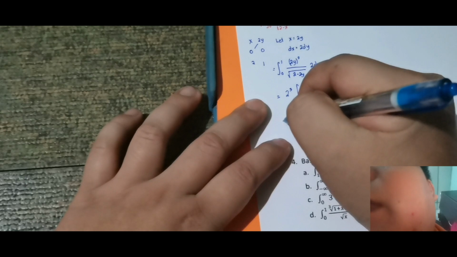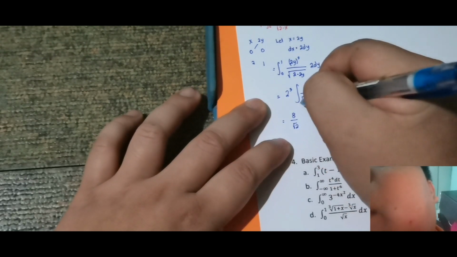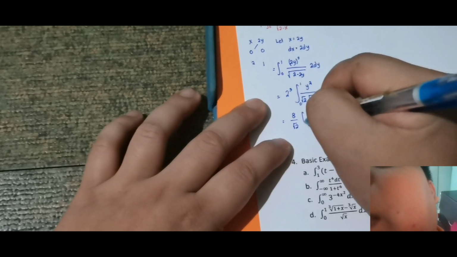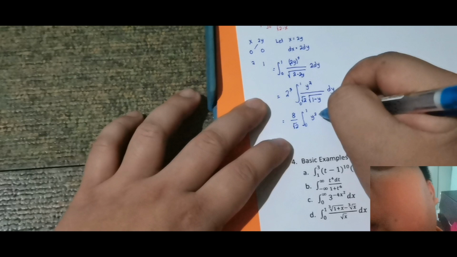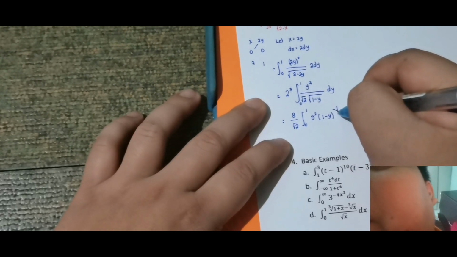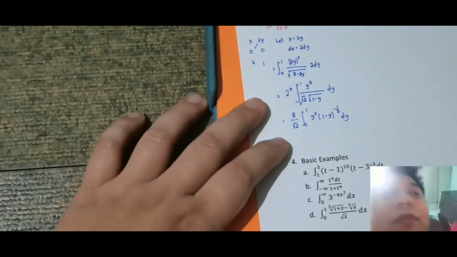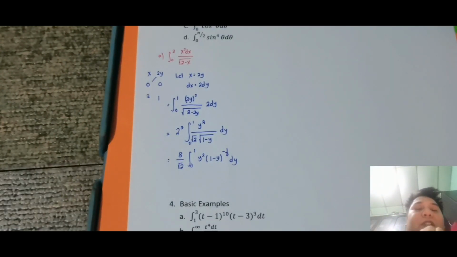So, this is just equal sa 8 over square root of 2, tapos from 0 to 1, nakalimutan na ni sir, integral from 0 to 1, tapos, ito yung y squared. Tapos, iaangat ko na itong 1 minus y. 1 minus y raised sa negative 1 half dy. So, at least nakuha ko na yung target natin.